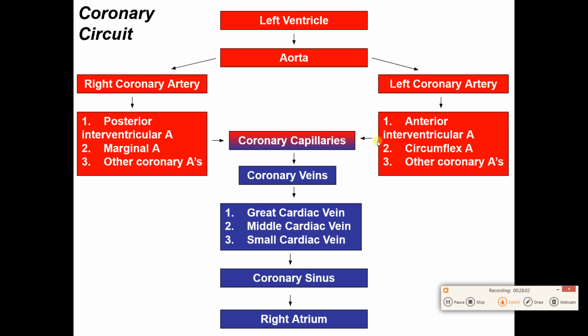Then eventually we reach coronary capillaries in the 3 layers, tiny blood vessels where exchange occurs. They give rise to small coronary veins and bigger coronary veins until we get 3 sizable coronary veins: the great cardiac vein, the middle cardiac vein, and the small cardiac vein. Those 3 empty into the vessel we mentioned like 10 minutes ago, called the coronary sinus, and the coronary sinus empties back into the right atrium. So this is the basic blood flow through our coronary circuit. Write this out, draw this out.